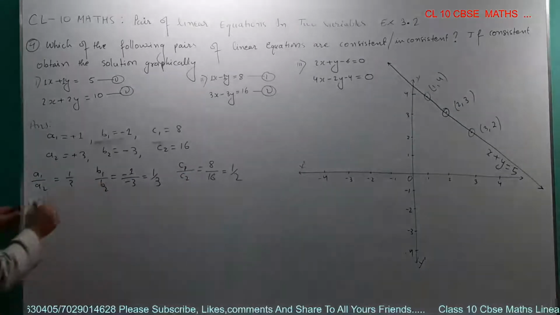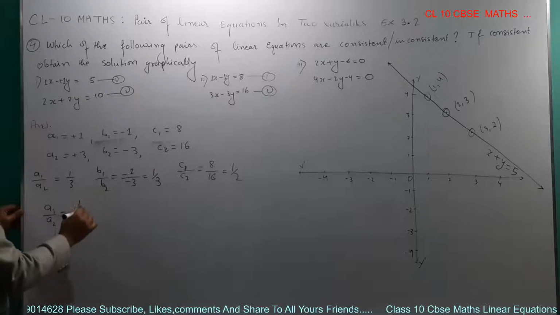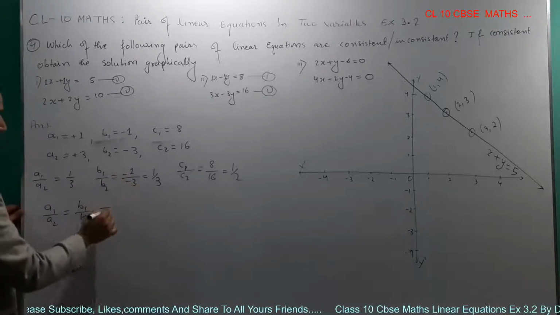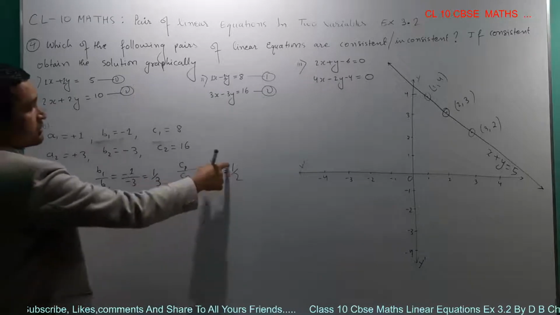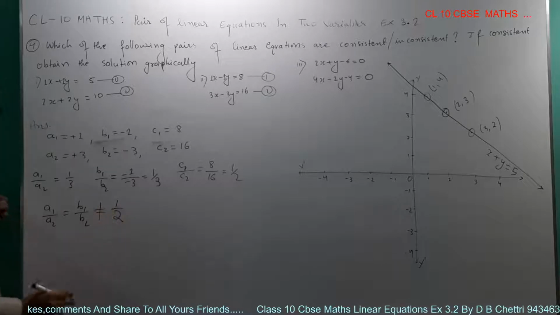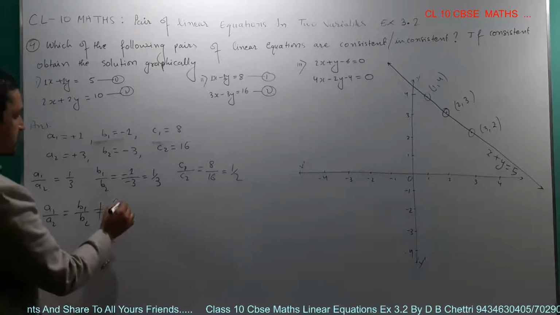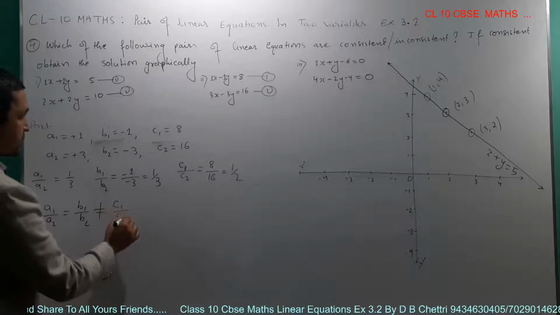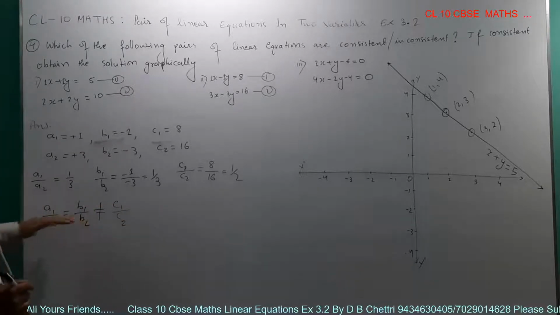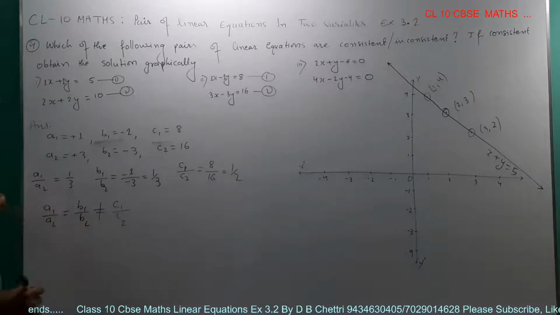What kind of relation did we get here? a1 by a2 equals b1 by b2 because both ratios are the same, but it is not equal to c1 by c2 because that ratio is not the same. That means 1 by 2, not 1 by 3. If the ratios are of this kind, then it is inconsistent. Inconsistent.